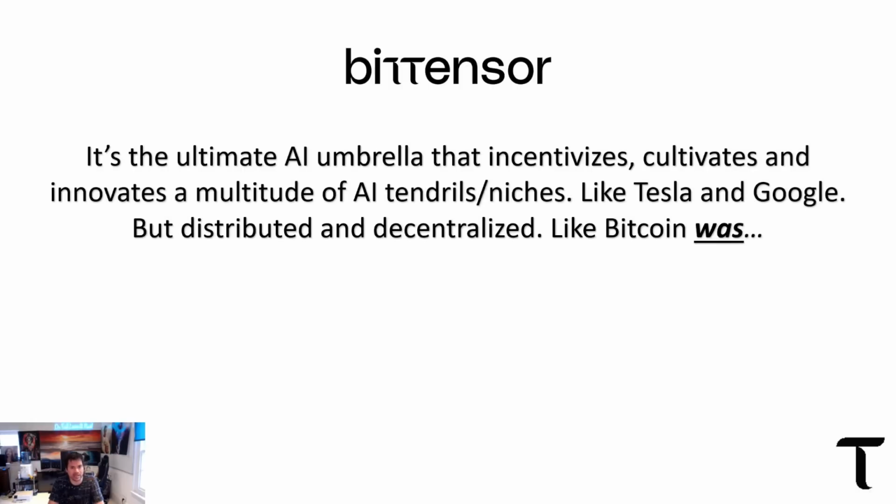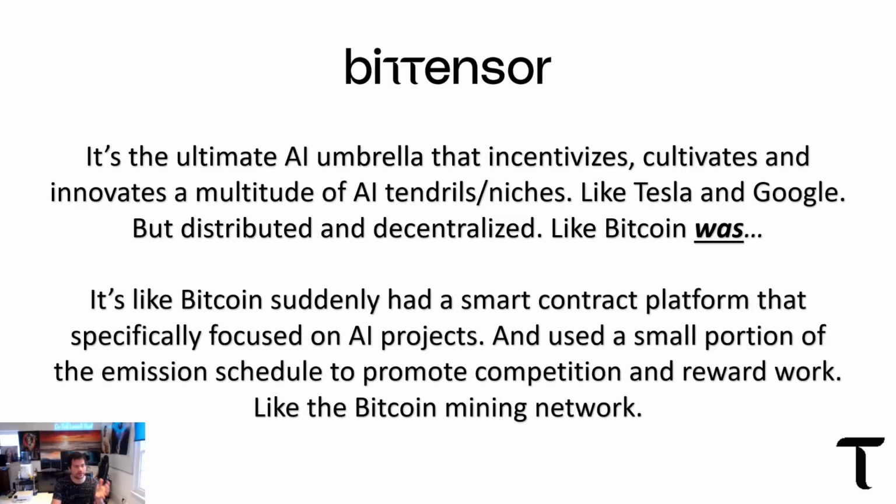So what is Bit Tensor? Tesla and Google are massive umbrella companies that have 20 plus companies underneath that umbrella. Bit Tensor is the same. It's an ultimate AI umbrella that incentivizes, cultivates, and innovates endless amounts of AI startups and projects. So it's effectively like Bitcoin had a smart contract platform that's specifically focused on AI. Instead of having Bitcoin miners mining Bitcoin, it has a set emission schedule, and that emission schedule is there to fund AI projects.